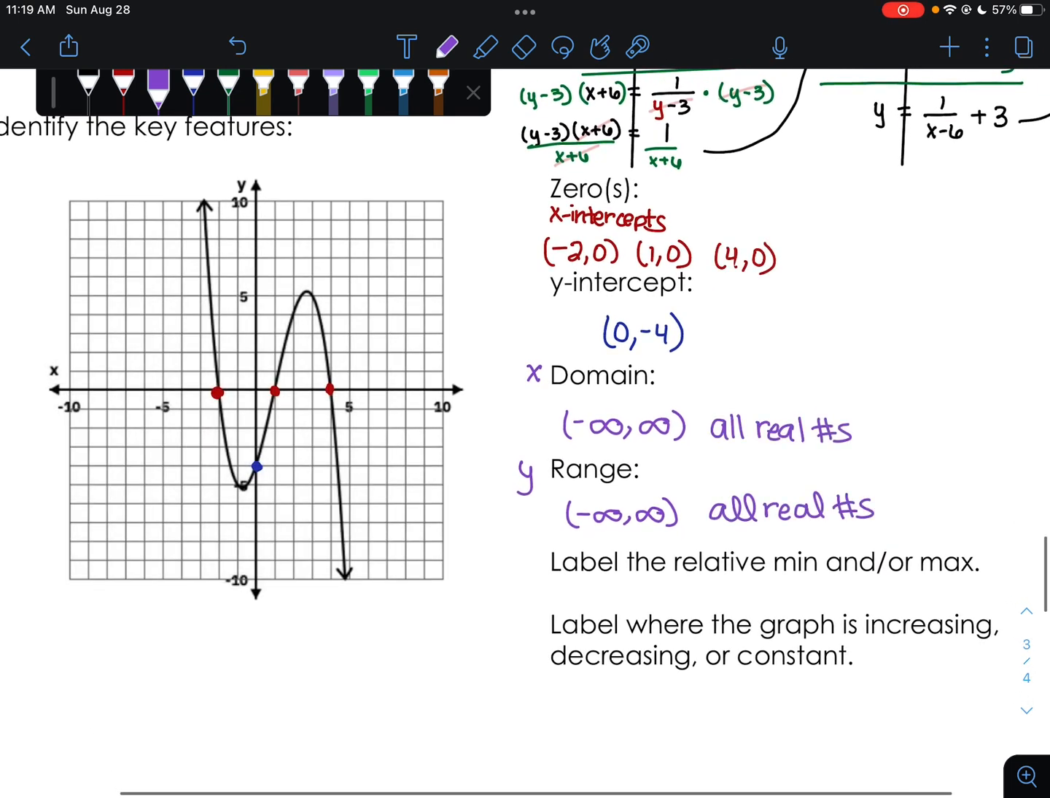Okay. Next, it says label the relative min and or max, so whatever it has. So this point right here would be the relative max. This point right here would be the relative min.